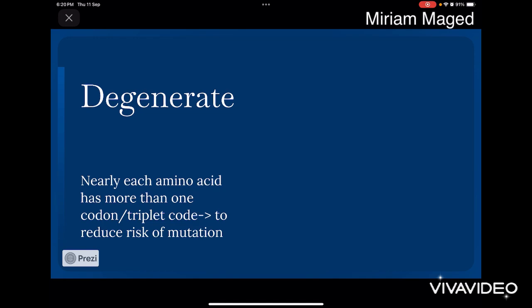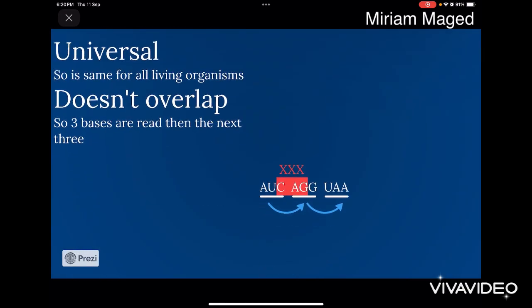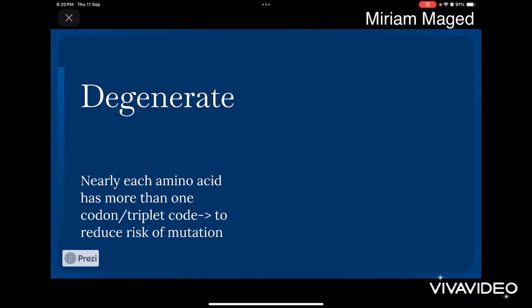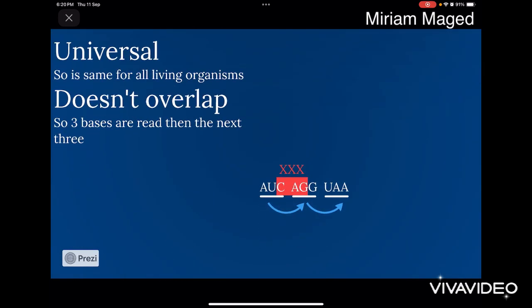Degenerate, nearly each amino acid has more than one triplet code or codon to reduce risk of mutation. Universal, meaning that we have the same amino acid. If we have the same amino acid, it's going to be the same triplet code or same codon for all living organisms. Another thing is that they don't overlap. 3 bases are read, then the next 3.